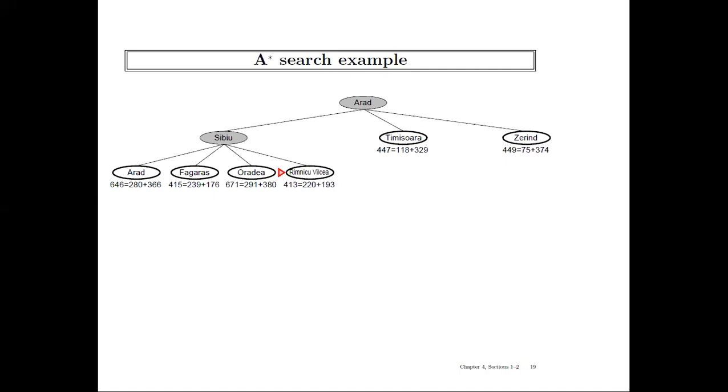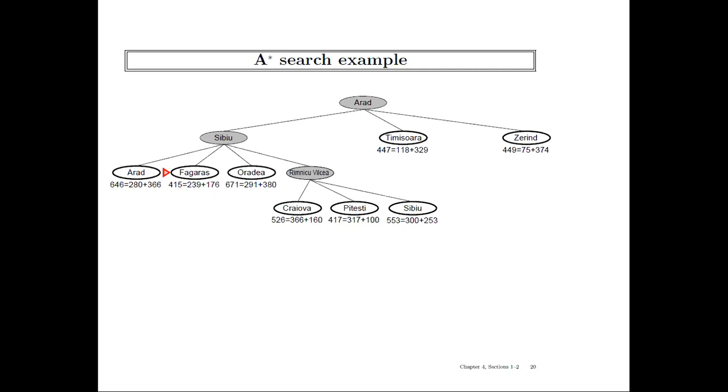From Sibiu to Arad, the path is unexpanded; then from Fagaras, unexpanded; Oradea, unexpanded; Rimnicu Vilcea, unexpanded; Timisoara, unexpanded; Zerind, unexpanded. Here you have to pick out the least expensive value. The least expensive value, as the arrow is pointing out, is Rimnicu Vilcea. So we'll expand Rimnicu Vilcea.